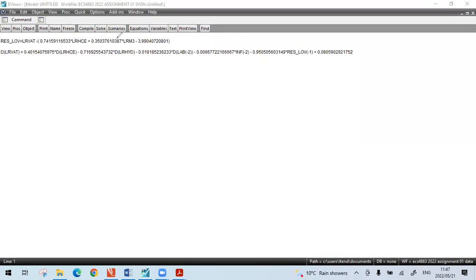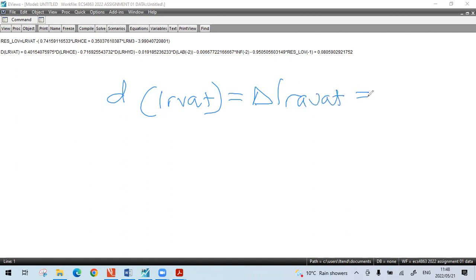Then I'll be done. Then the other thing that I need to do here is to remove the differences. How do we remove the differences? This I have to show you. I know there's no time, but I have to show you. Let's say, guys, you are having something like this. DLRVAT. This is a difference. This is actually change in LRVAT. This you now know.